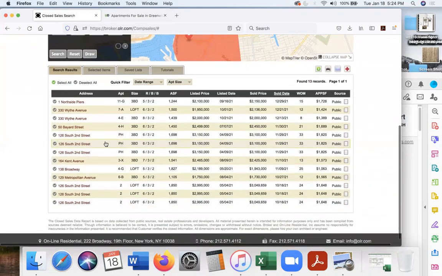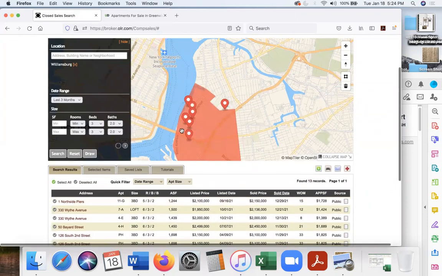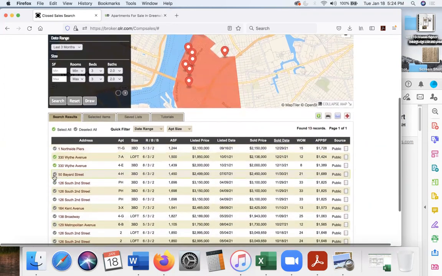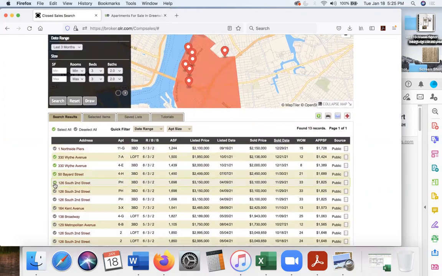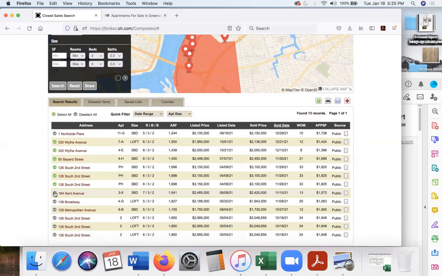And the cool thing is that, again, I can select stuff. If it doesn't look like it's a good fit, maybe it's a little further away from the ones we're looking at, what we can do is we can click here and pick the ones that we want. Let's say we don't want 1 Northside Piers, it's a little too far. 50 Bayard, maybe that's a good one. South 2nd, these are good ones. Again, we can click on a bunch of these and just see kind of what's going on here.